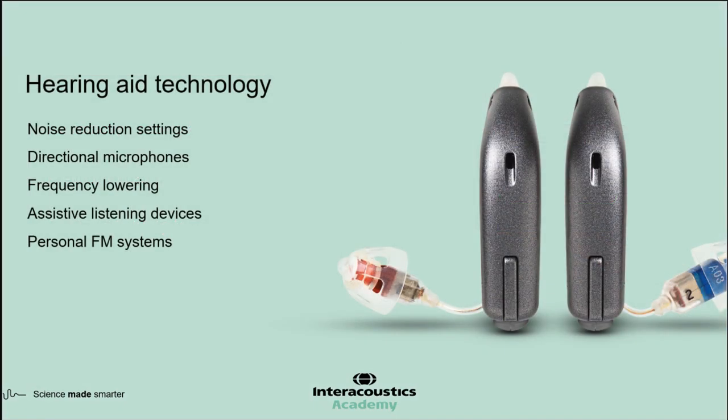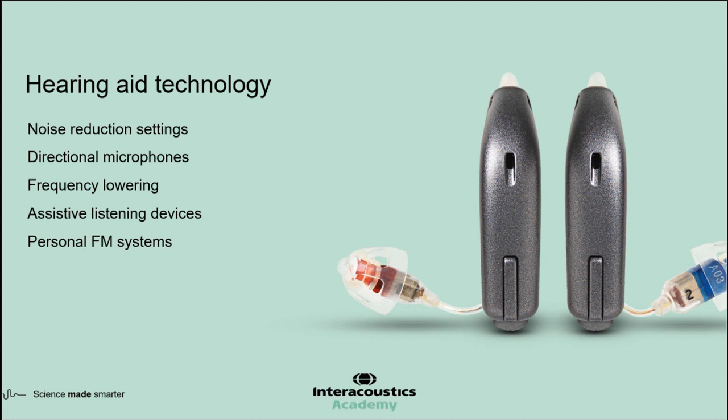Hearing aid technology is worth mentioning at this point in time. I've already touched on things like noise reduction settings in terms of thinking about the acceptable noise level test. Directional microphones can be really, really useful if you've got asymmetrical losses. Actually setting those up and using different programs and different settings for different environments can be super helpful. Frequency lowering technology we'll come on to in a little bit more detail in a moment.